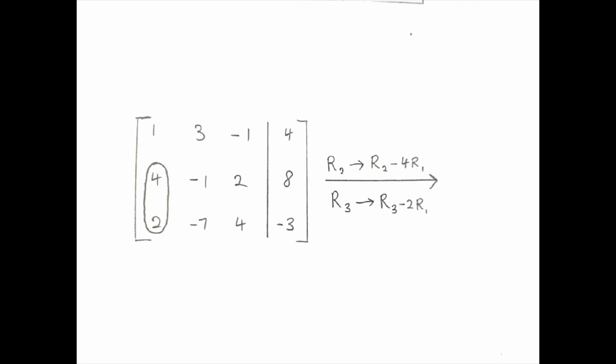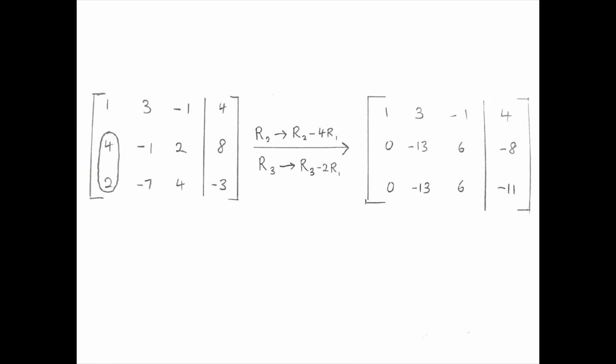What the arrows mean is basically that we put the new numbers into the second row. And now for the third row, we need to change the number 2 to become zero. So in order to do that, we multiply the first row by 2, and then we subtract it from the third row. The new second row and third row will look like this.